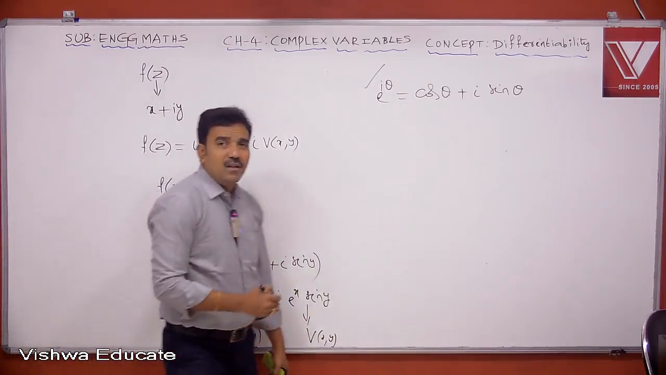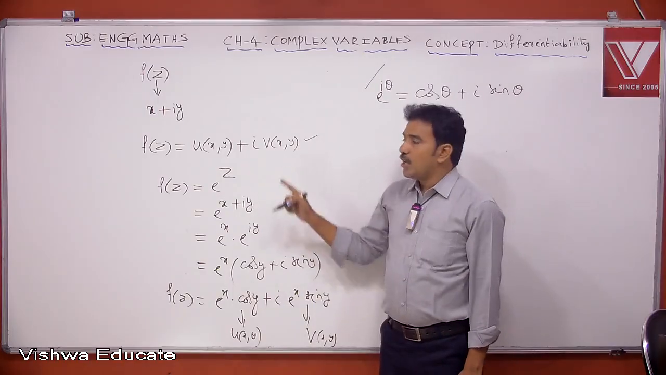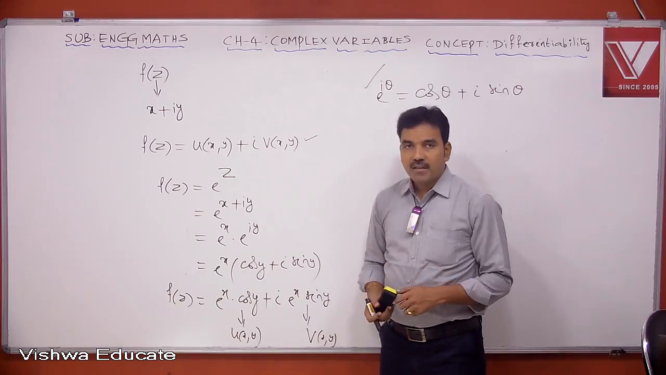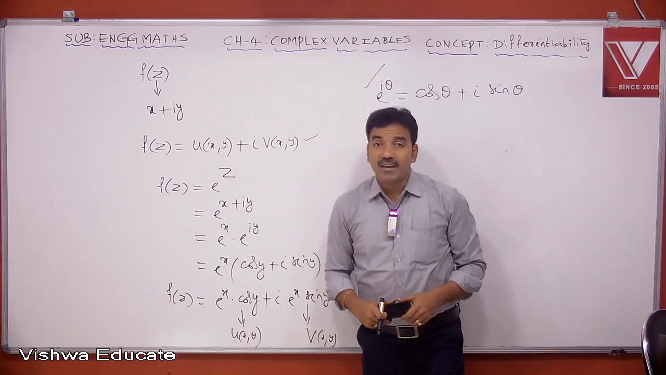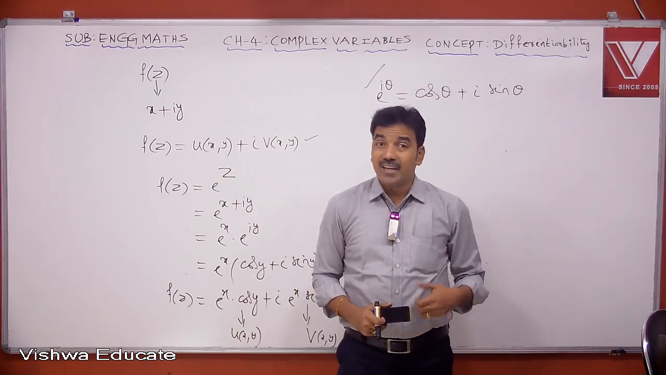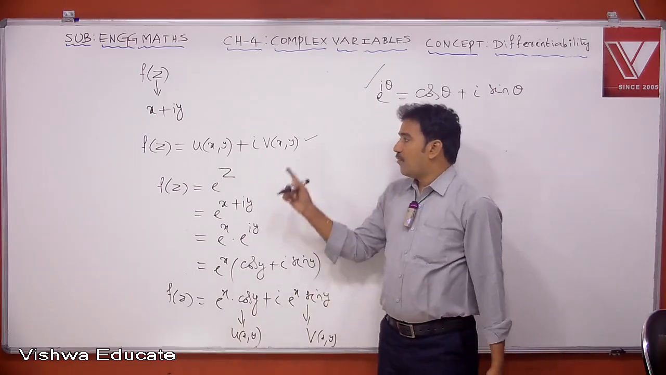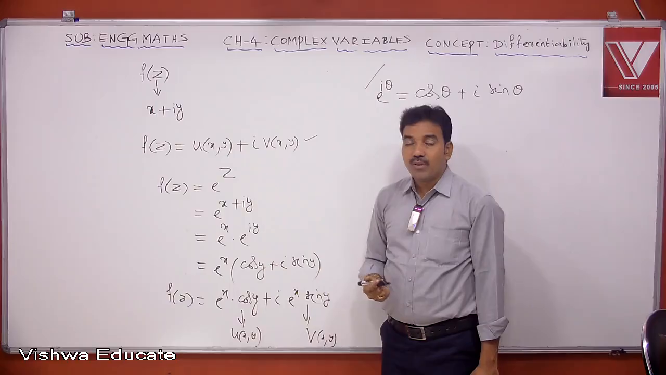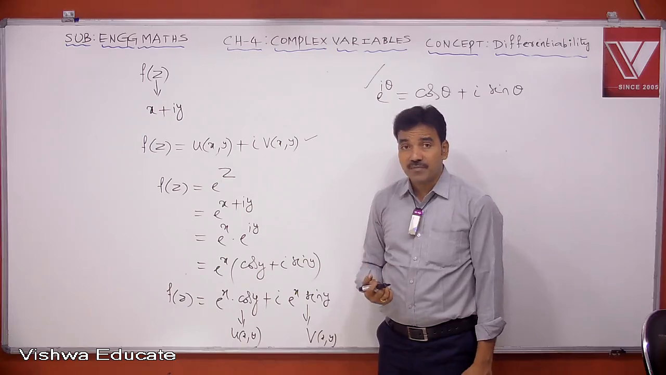Now I will tell you the importance of this expansion. When you write f of z in the form u of x comma y plus I into v of x comma y, what are the benefits we get? The most important benefit of this representation is one can easily say the properties of this complex valued function in terms of differentiability, in terms of continuity, in terms of analytic function. These two factors u and v decide whether the function is differentiable at a particular point or not. Based on that, I can go for analytic function.